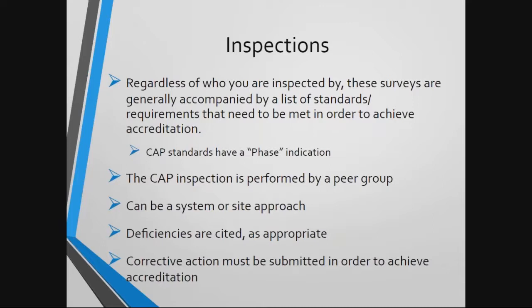Inspections from CAP can take a site or system approach, depending on the kind of institution and preference of the leadership team. Site inspections are just as they sound. They are one site inspected usually on a single day by a group of inspectors, whereas system inspections, on the other hand, are a group of facilities that comprise a CAP-defined system that are inspected over the course of several days by a group of inspectors, with this group generally being accompanied by a system CAP inspector. Deficiencies are cited as necessary, with corrective action being required for submission to CAP for each Phase 2 deficiency.